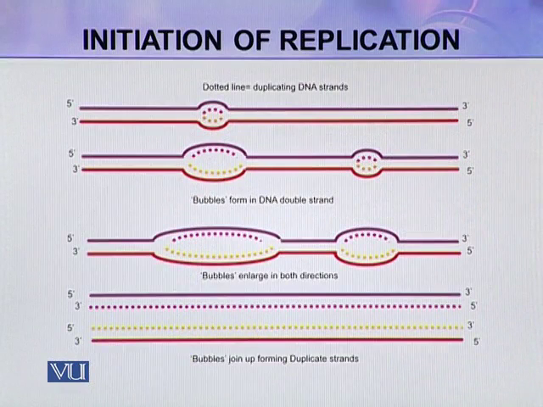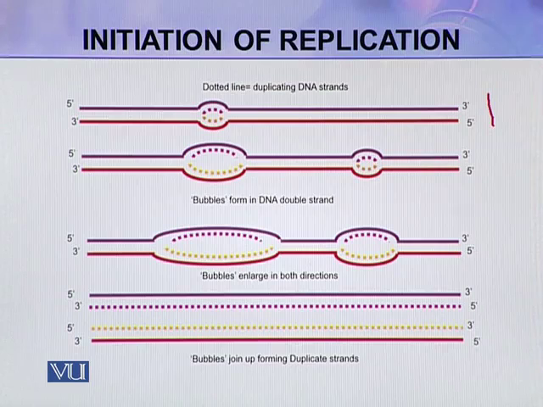So as in this figure you can see, this is a chromosome, a double-stranded DNA molecule. Here is the point where the replication has been started. So this is the origin of replication.